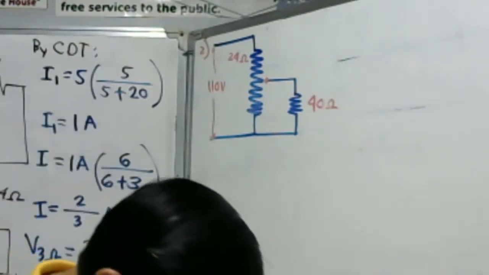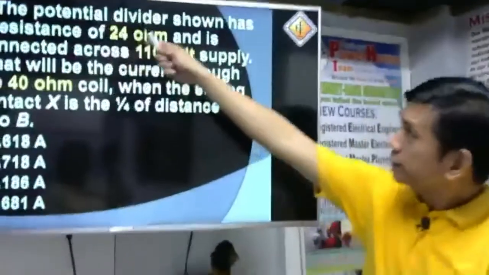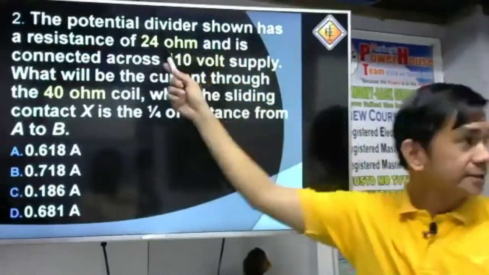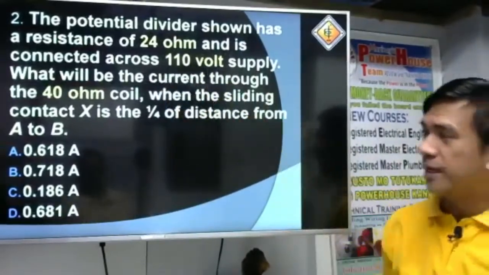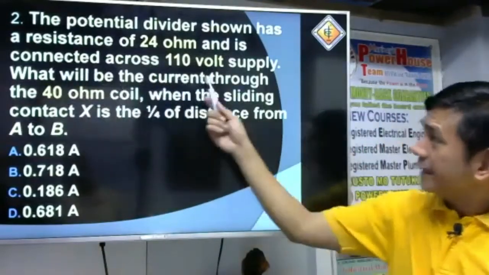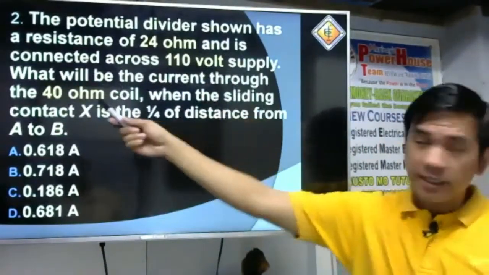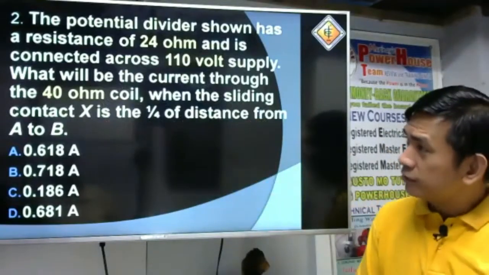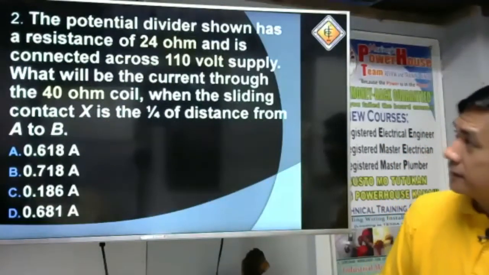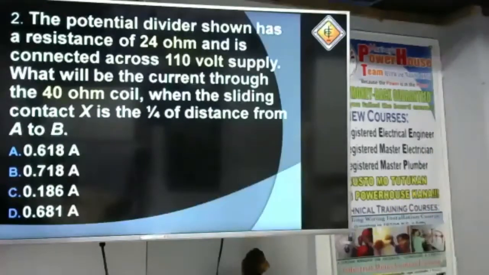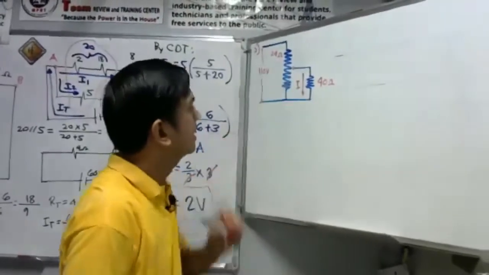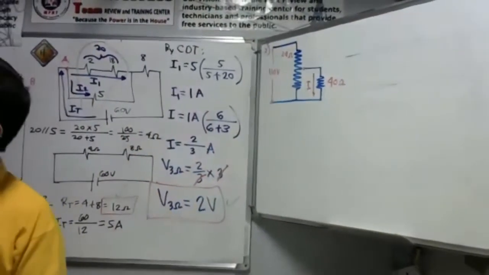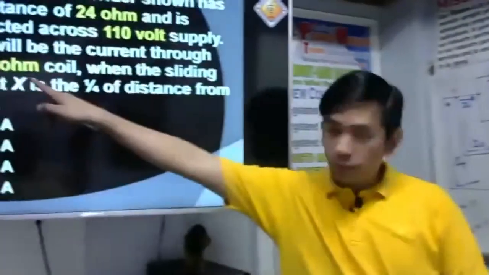Let us read again the problem. The potential divider shown has a resistance of 24 ohms and is connected across 110 volt supply. What will be the current through the 40 ohm coil? So that is the question. Let's say that is current I, the current through the 40 ohm coil.